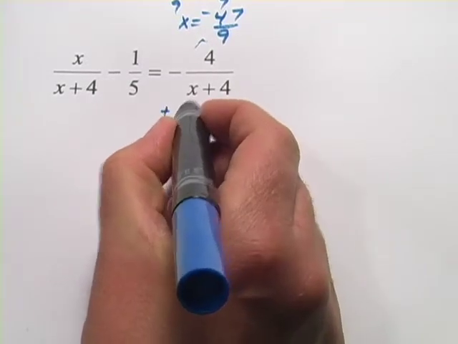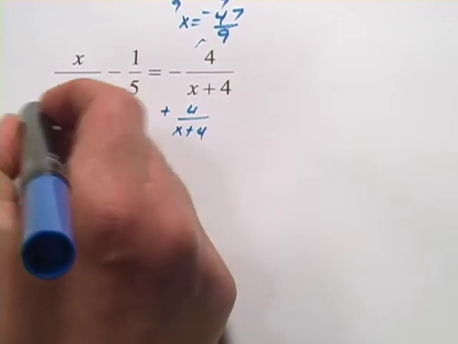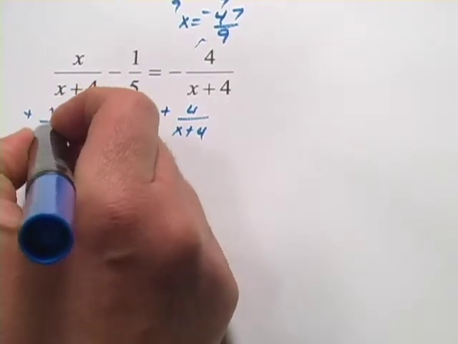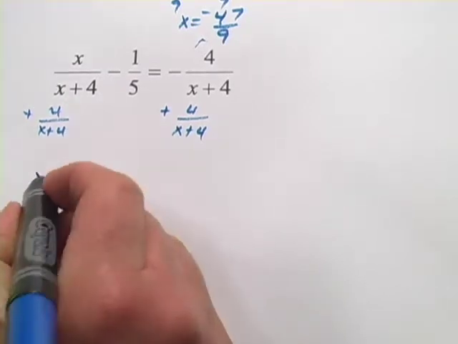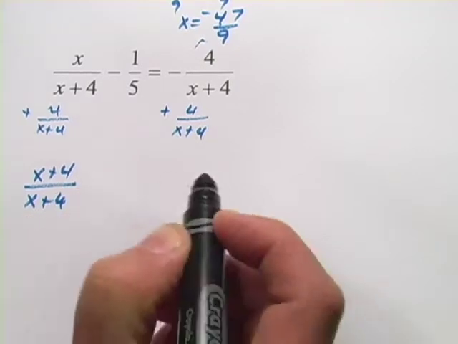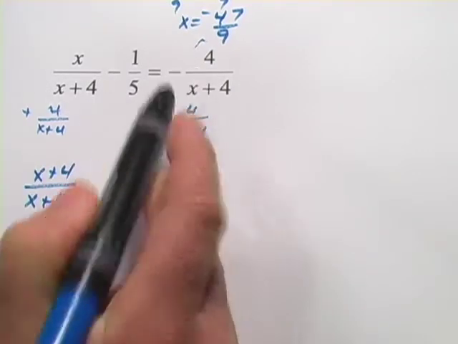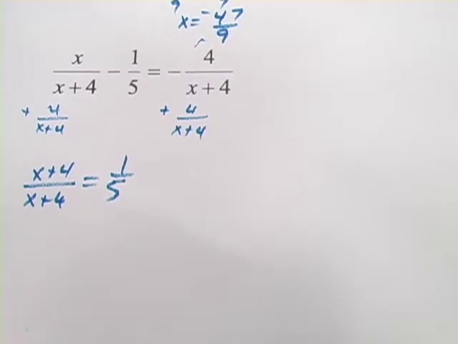I would add 4 over x plus 4 to both sides. Now if I do that, on the top I would get x plus 4, and on the bottom, keep the same denominator, x plus 4. And then I could move this negative 1/5 over here by adding 1/5 to both sides, and you could get an equation like that.